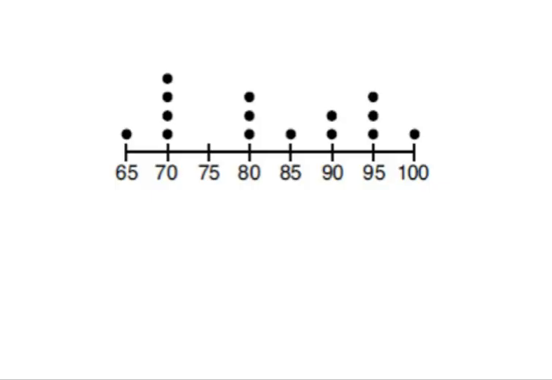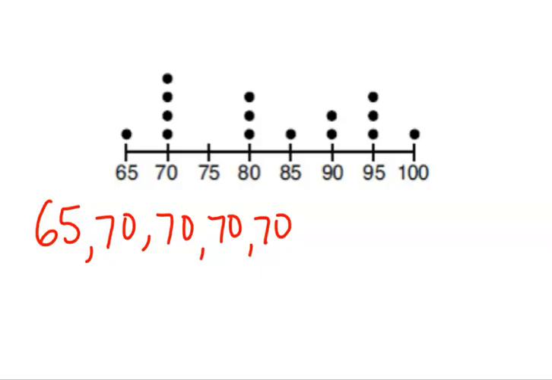So if we were to start to write out each of these data points, we would start with a 65, and then we would write 70 4 times in a row. And we could continue listing the data using commas to separate them.